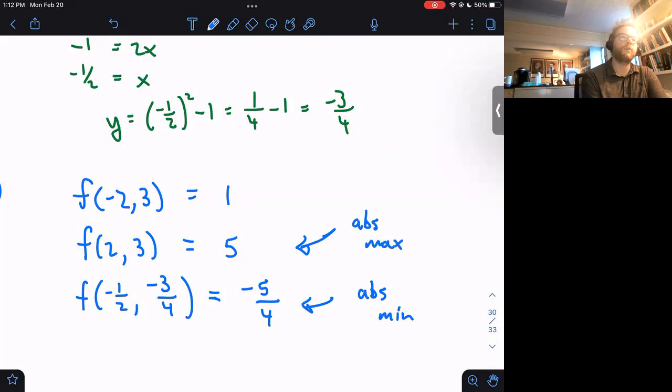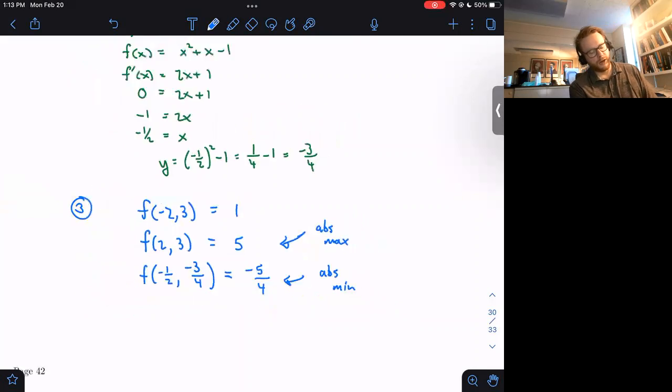You'll see also in WeBWorK, it'll ask for these values. What is the absolute minimum? What is the absolute maximum? But they may also ask, where do they occur? And so in this case, the absolute maximum occurs at the point (2, 3), and the absolute minimum occurs at the point (-1/2, -3/4).